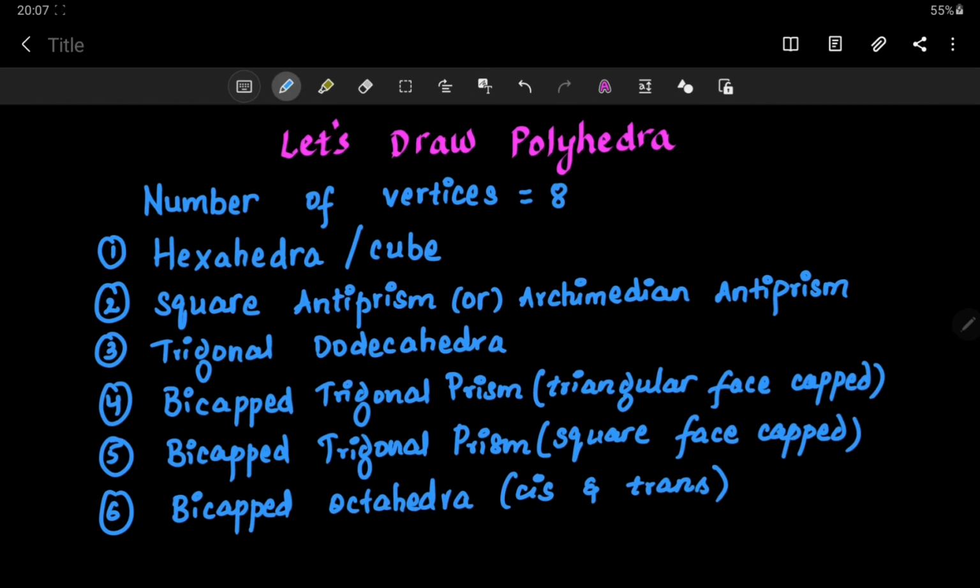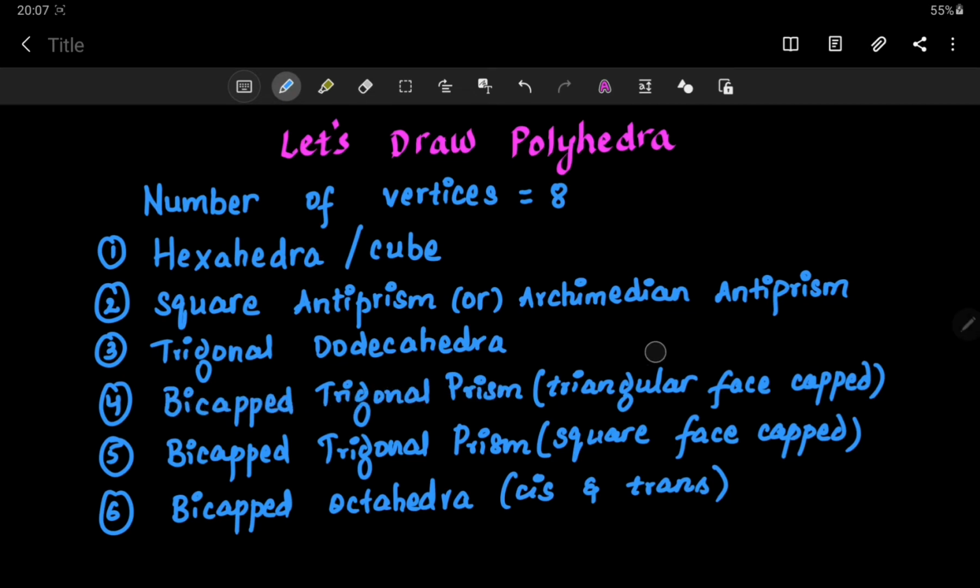We'll begin with the hexahedra, which is also called a cube. The second geometry being a square antiprism, or we can also call it an Archimedean antiprism. Third one being a trigonal dodecahedra. We have different types of dodecahedra with different faces: square face, pentagonal face. This is a trigonal face or a triangular face, hence we call it trigonal dodecahedra.